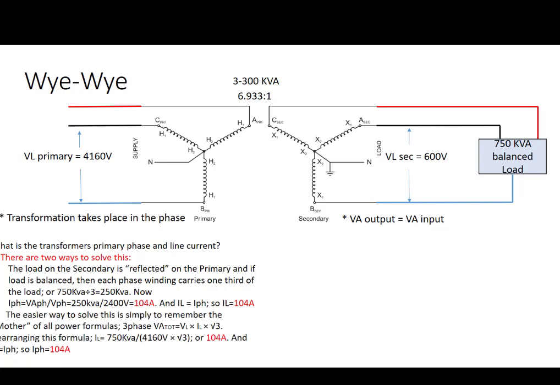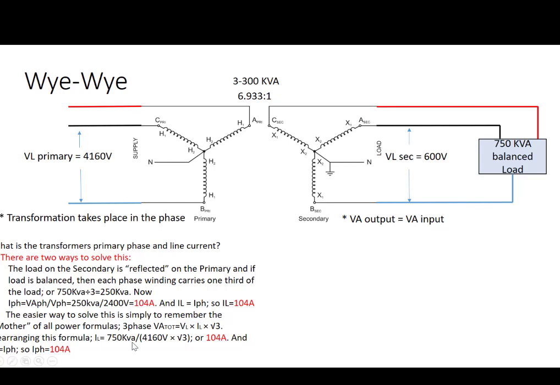A second, easier way to do this is, again, just to remember that the load is reflected back on the primary, and 750 kVA on the secondary is the same as 750 kVA on the primary. And then from there, just remember that the basic power formula we use is three-phase VA total equals V line times I line times root 3. If we want to find the line current on the primary, we simply rearrange this formula, and the total VA on the primary divided by the line voltage times root 3 will give us the line current.